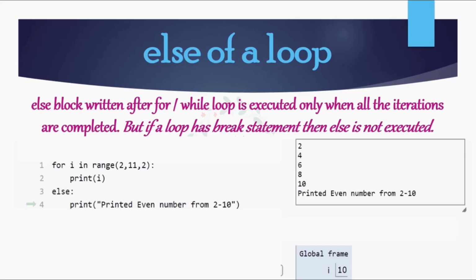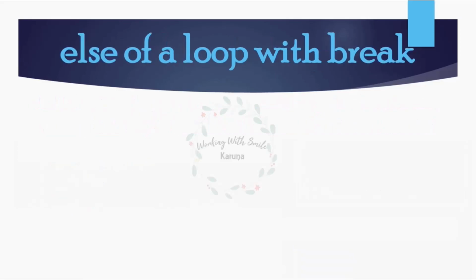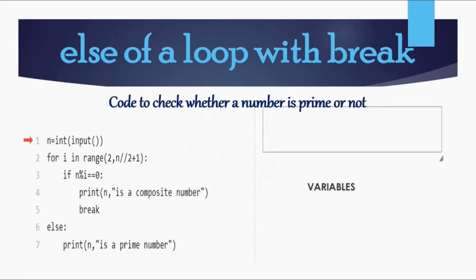Let's have one more example to understand the working of the else statement. This time my code has a break statement inside it. If the break statement gets executed, then it will not perform the execution of the else part of the loop. This code checks a number for a prime or a composite number. The value is assigned to variable n.